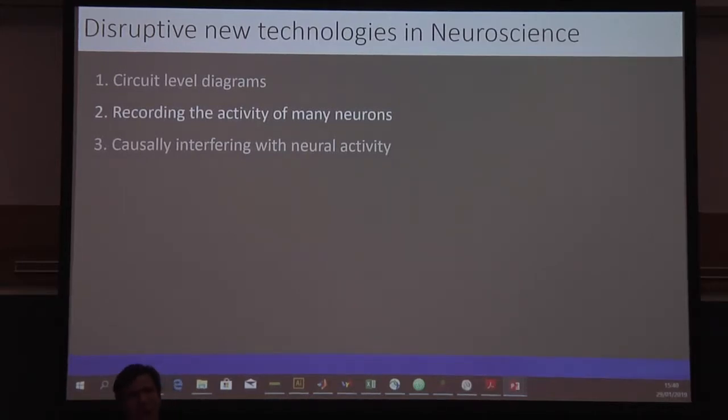The second technique that I want to mention is the ability to record activity of large numbers of neurons simultaneously. By and large, over the last several decades in neuroscience, we've been looking at the activity of single neurons at a time. The heroic experiments that I mentioned earlier by Hubel and Wiesel involved looking at the activity of one neuron and trying to discover from the activity of that neuron what's happening in the circuit.